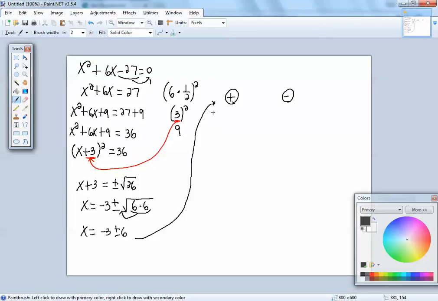Because what that plus or minus means is we're going to have x is equal to negative 3 plus 6, and we'll have x is equal to negative 3 minus 6. Negative 3 plus 6 is 3, and negative 3 minus 6 is negative 9. So our two answers will be 3 and negative 9.